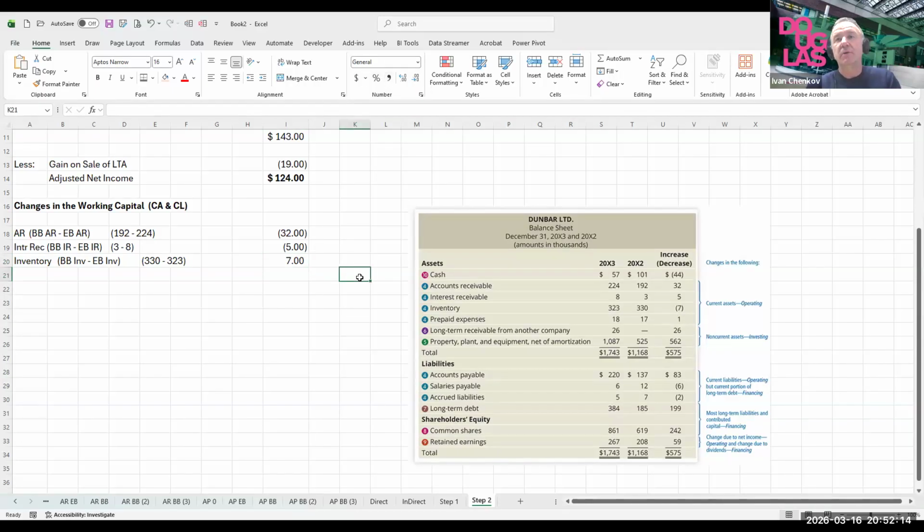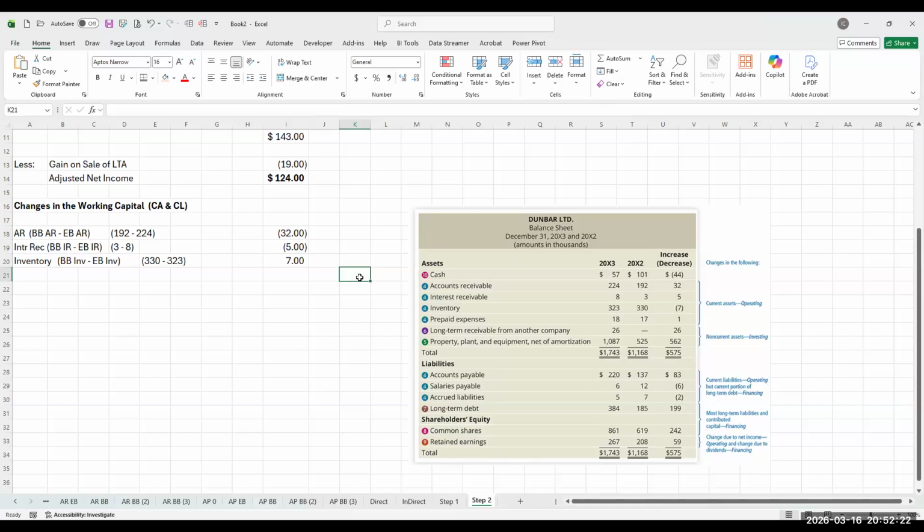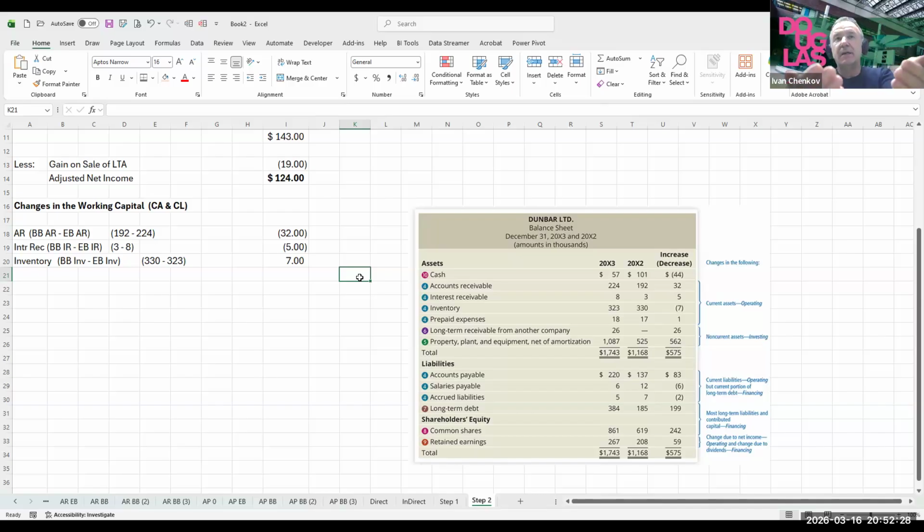What's happened with the inventory? Are we building up inventory or are we reducing the inventory? We're reducing the inventory. That means we're selling the inventory. We're selling the inventory, we're collecting cash. We're converting inventory into cash. Make sense? How much did we reduce the inventory? With $7. So that 7 flowed into our cash.